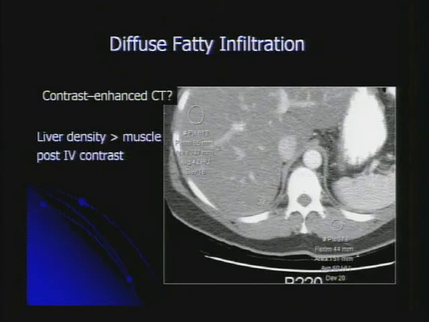The liver should always enhance more than the muscle. If it doesn't, you're thinking of fat. Another clue is patchy areas of enhancement, focal fatty sparing. But a non-enhanced scan is more reliable.